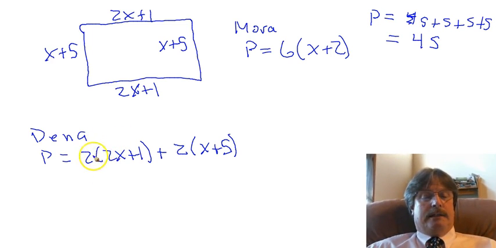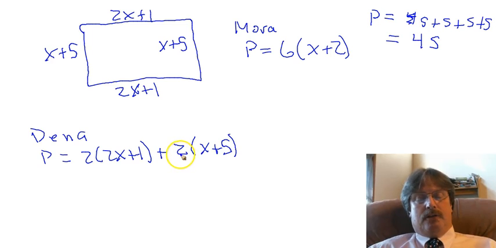So Dina has said that 2 times 2x plus 1. So the 2x plus 1 has to do with this right here, and there's two sides. Then she added x plus 5, and she says there's two of them, so that's why we have the 2 here. So if we multiply these two, that's what we get. So Dina's seems to check out.